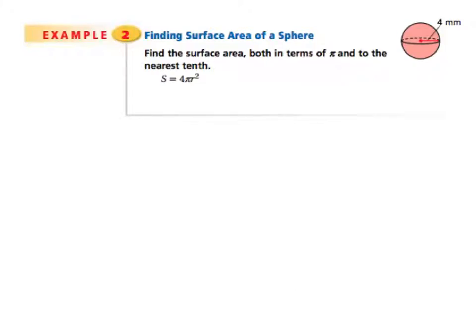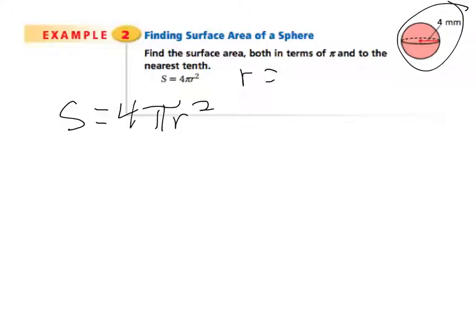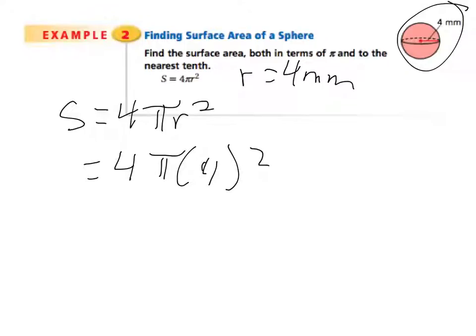Here is our next example. It says find the surface area in both terms of pi and to the nearest 10th. So we need two answers again. And this time our radius is 4 millimeters. So surface area is 4 pi r squared, and the radius is 4 millimeters. So 4 pi 4 squared, 4 pi times 16.